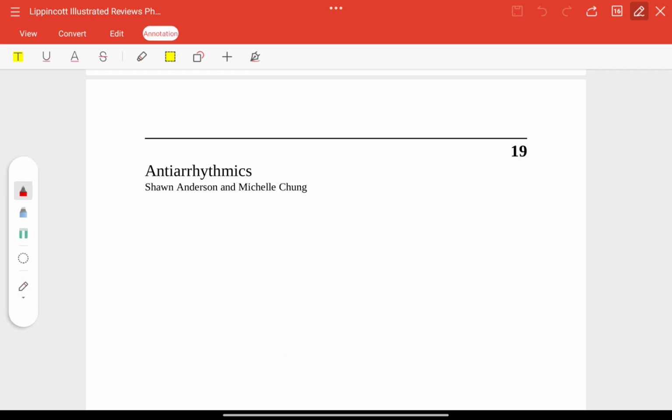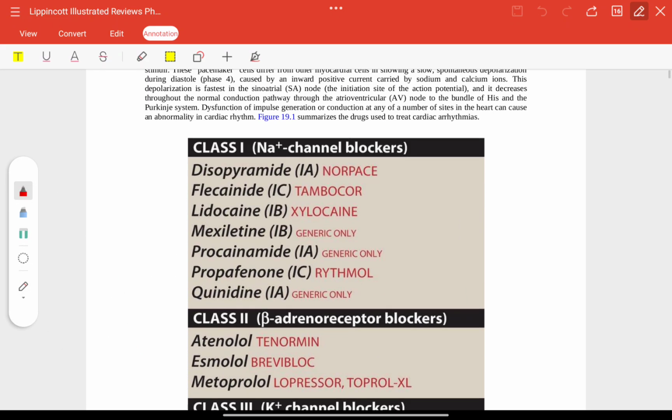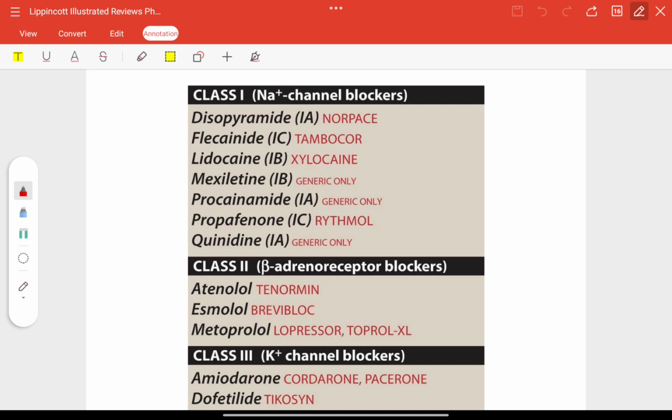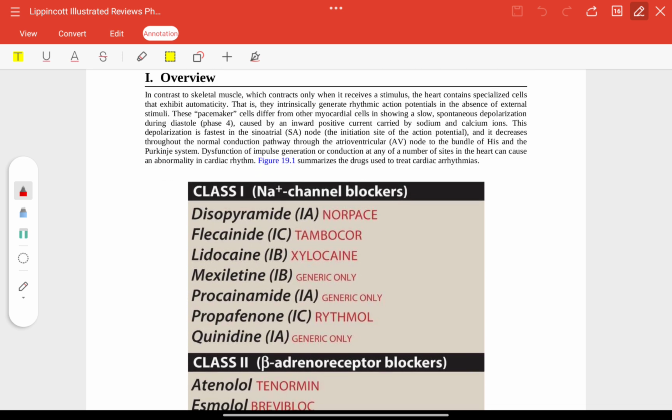Cardiac arrhythmias. We are going to start the topic about arrhythmias. First, overview. In contrast to skeletal muscles, which contract only when they receive a stimulus, the heart exhibits automaticity. The depolarization is fastest in the SA node, that is the initiation state of the action potential, and it decreases through the normal conduction pathway through the AV node.